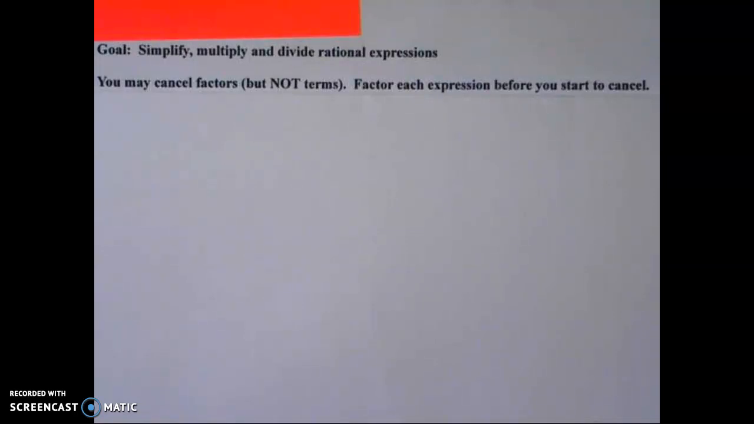Well, hello, friends. What are we doing today, you ask? The goal for today is to simplify, multiply, and divide rational expressions.